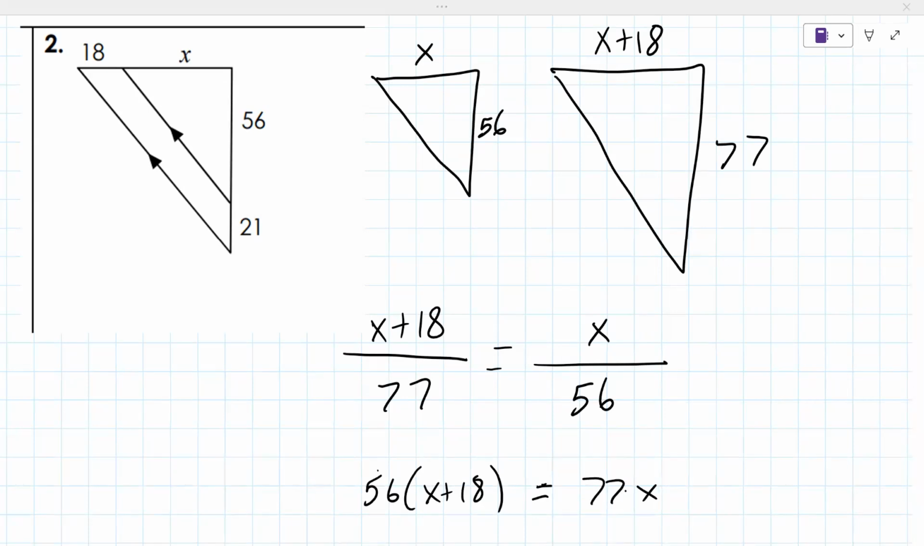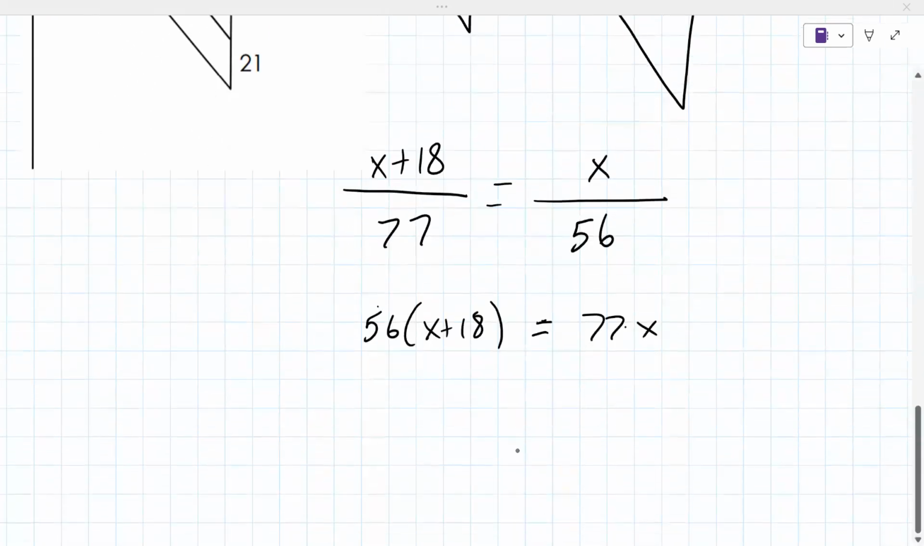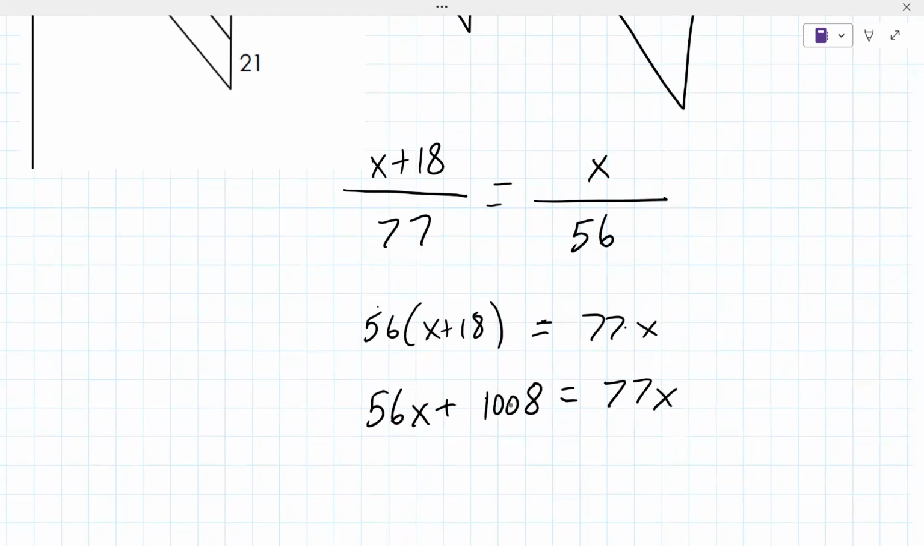And that would be second. Now we've got to multiply in. I definitely need a calculator for this. So 56 times 18 is 1008, equals 77x.